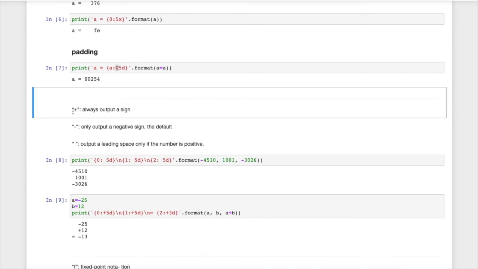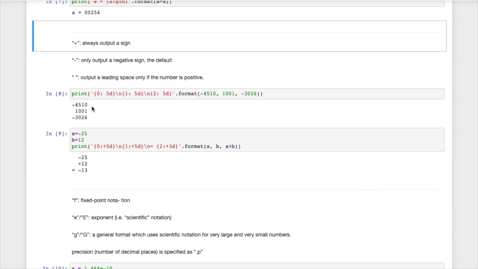By default, the sign of a number is only output if it is negative. This behavior can also be customized by specifying a sign before the minimum width. Plus always outputs a sign. Minus only outputs a sign if negative, the default. A space outputs a leading space only if the number is positive. This last option enables columns of positive and negative numbers to be lined up very nicely.